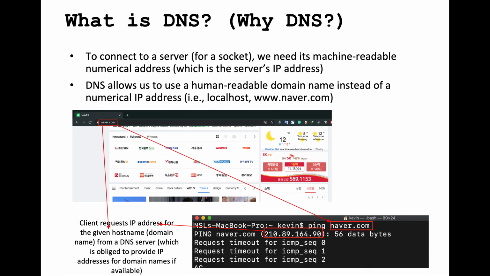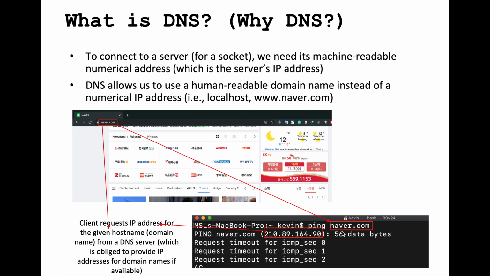And humans are not good at memorizing numbers, right? That's why we had to come up with something that would convert that number into a text and do the opposite as well. And DNS allows us to use human-readable domain name instead of a numerical IP address. So basically, we wouldn't have to memorize this number if we try to open the naver.com's website. 210, 89, 164, 90. We don't have to memorize it, but what we have to memorize is naver.com.